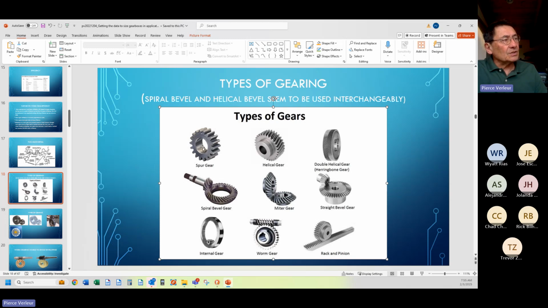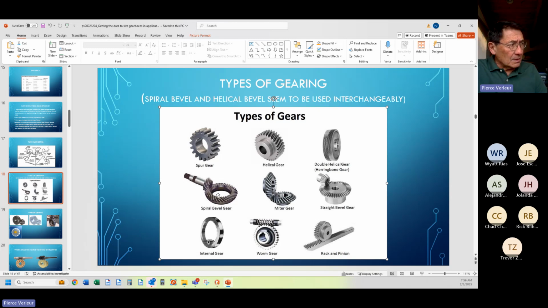In the inline technologies, we don't turn anything. We don't change direction. We just transmit torque in a straight line. In these cases, we turn the 90 degrees. In these cases, we turn rotary torque, or rotary motion, to linear motion.